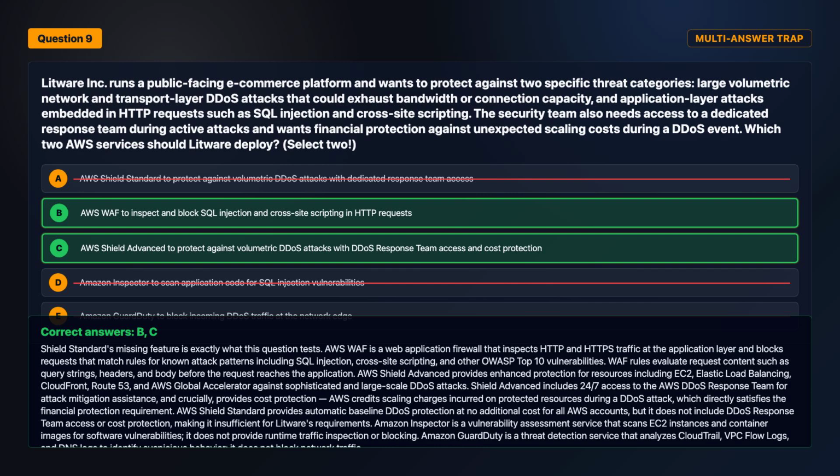AWS Shield Standard provides automatic baseline DDoS protection at no additional cost for all AWS accounts, but it does not include DDoS response team access or cost protection, making it insufficient for Litware's requirements. Amazon Inspector is a vulnerability assessment service that scans EC2 instances and container images for software vulnerabilities. It does not provide runtime traffic inspection or blocking. Amazon GuardDuty is a threat detection service that analyzes CloudTrail, VPC flow logs, and DNS logs to identify suspicious behavior. It does not block network traffic.